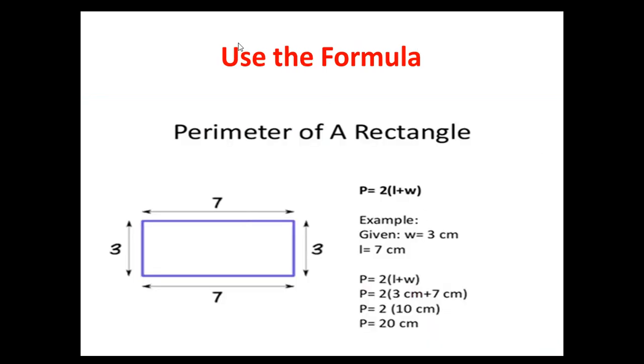Here is an example. If my length is 7 centimeters and my width is 3, I can use my formula, which is 2 times length plus width. I can put in the numbers and calculate the perimeter of my rectangle, which in this case is 2 times 7 plus 3, and it gives me 20 centimeters.